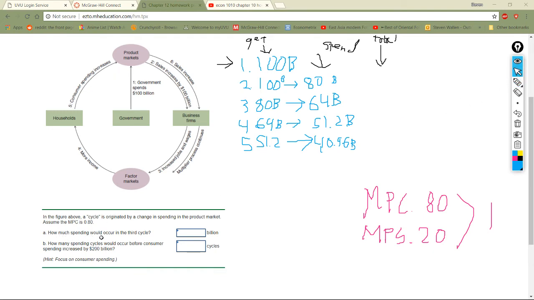How much spending would occur in the third cycle? Well, we end up with 80 billion and they spend how much? 64 billion. So that's pretty straightforward. 64.